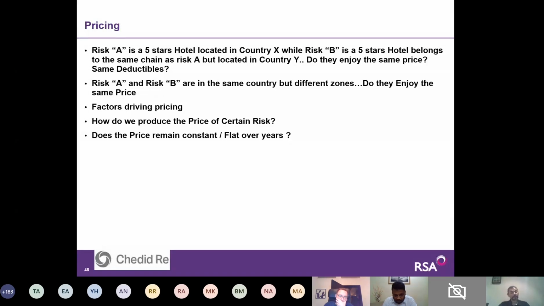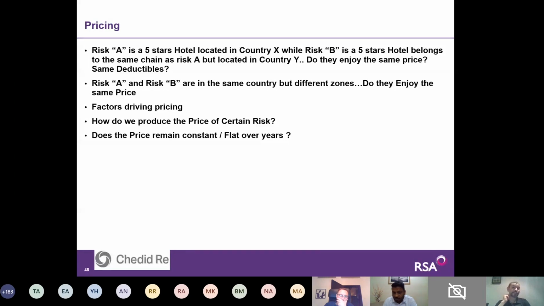But don't tell me, "You accepted my hotel in Saudi at a lower price. It's the same chain." No, excuse me. It's not about the chain. It's not about the quality. It's also about the location, pricing. Okay.